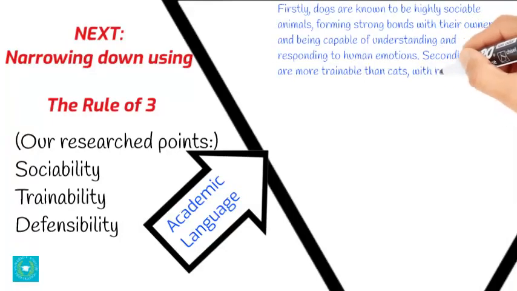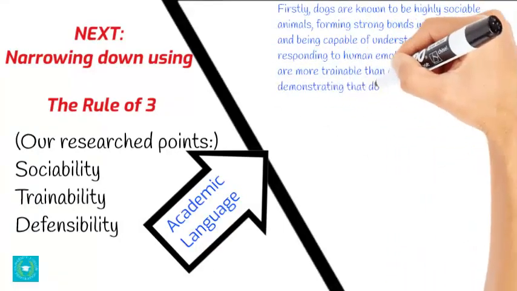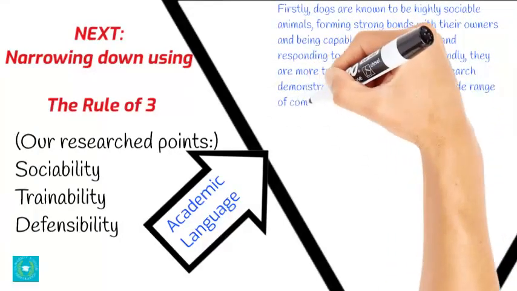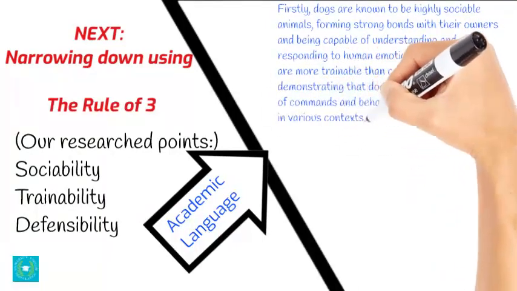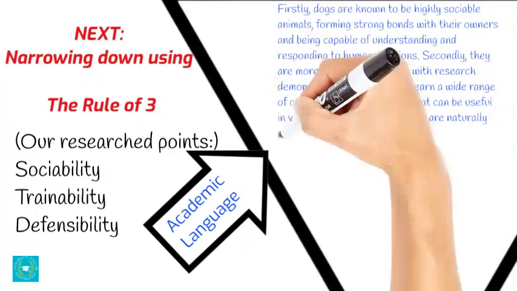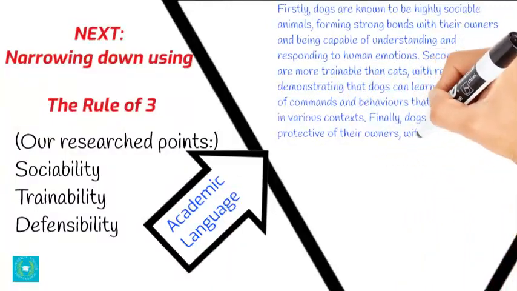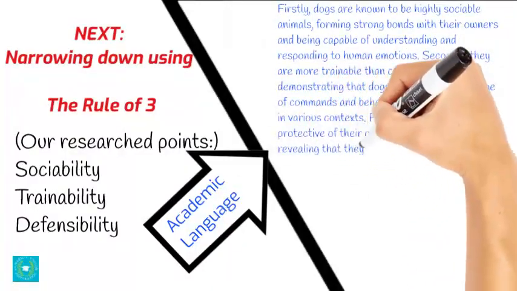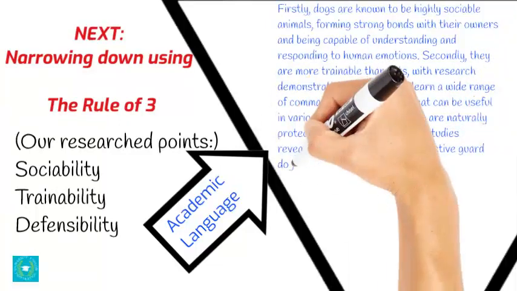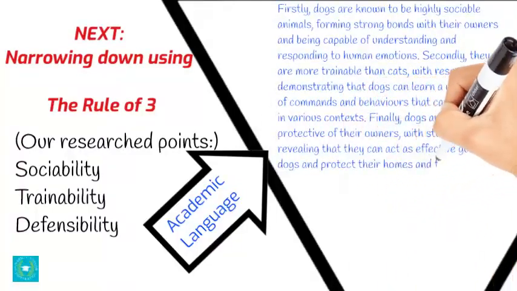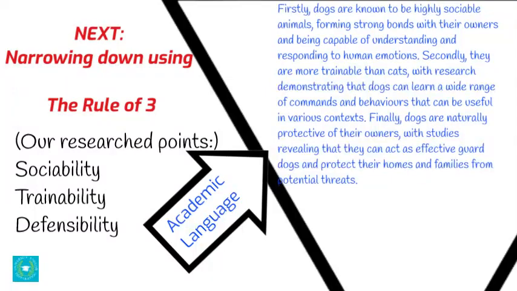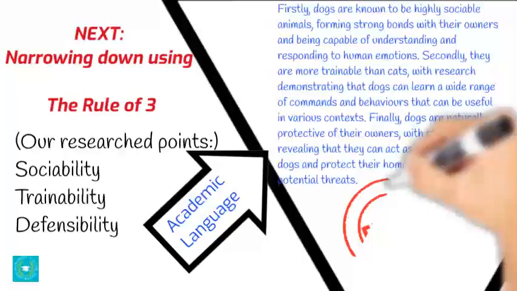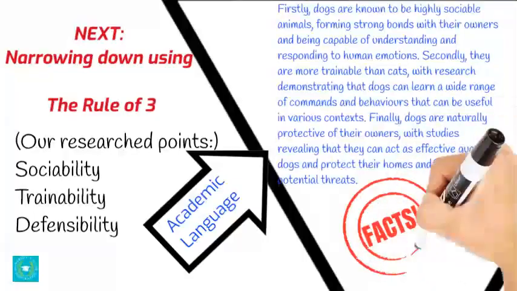Secondly, they are more trainable than cats, with research demonstrating that dogs can learn a wide range of commands and behaviors that can be useful in various contexts. Finally, dogs are naturally protective of their owners, with studies revealing that they can act as effective guard dogs and protect their homes and families from potential threats. Notice that these ideas are not presented as personal opinion, they are presented as research-proven facts.